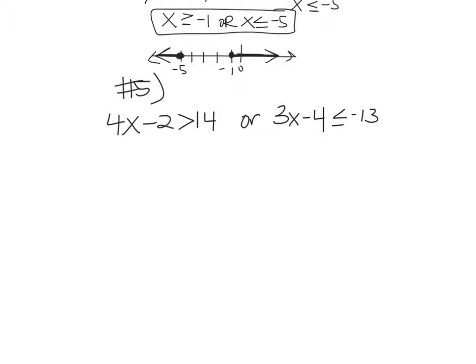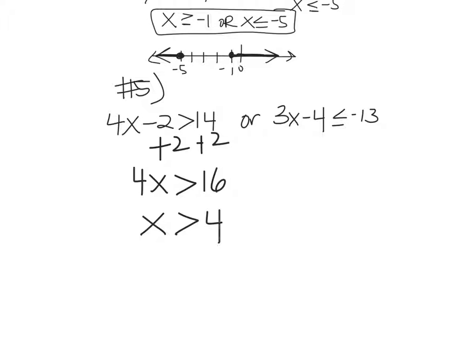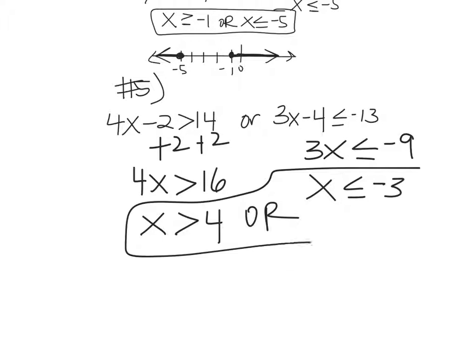So let's solve this. We're going to add 2. Oh, this one turns out okay. 4x is greater than 16. So x has to be greater than 4. Or let's add 4 to the other side. Oh, this one turned out okay. What was I thinking? So what is that, negative 9? And then x has to be less than or equal to negative 3. And I'm just going to put an or right there and circle my answer.